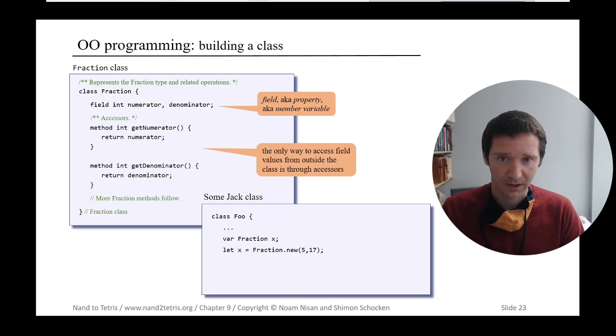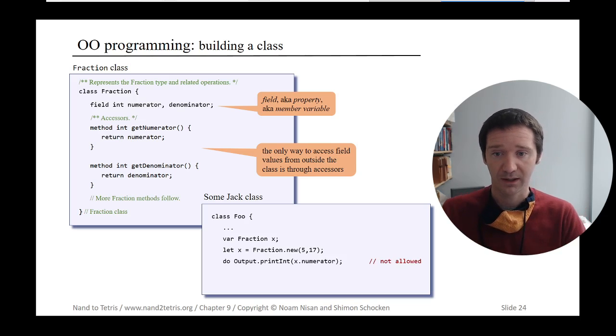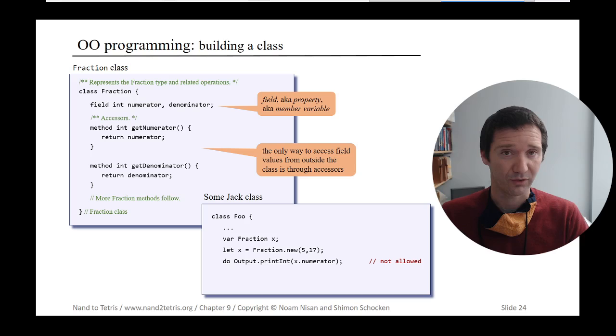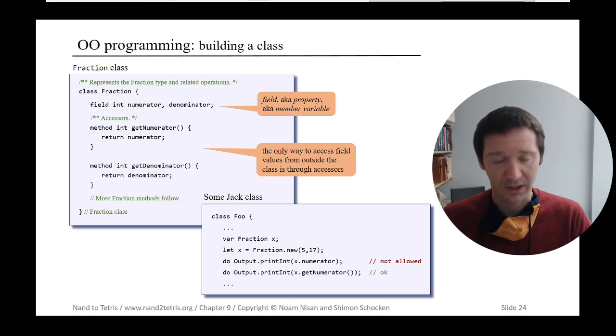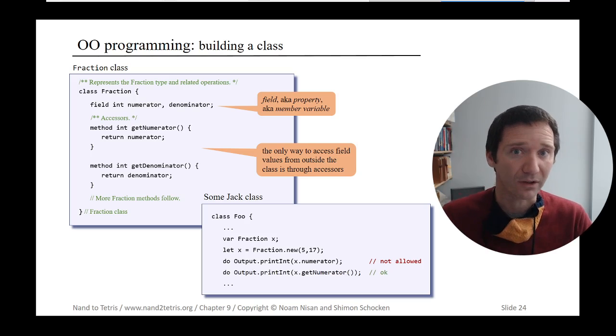So in the way we're accessing this, we have some class. We create a new fraction, and we want to assign it a numerator and a denominator. You can see, though, that after we assign that, we cannot just directly print these fields. We have to do that through these accessors. So just keep that in mind. It's, I guess, a limitation of the Jack language.